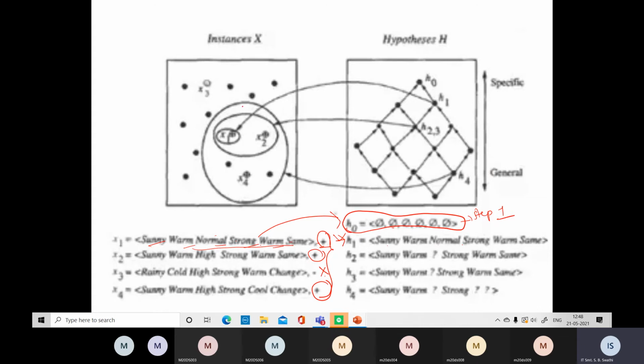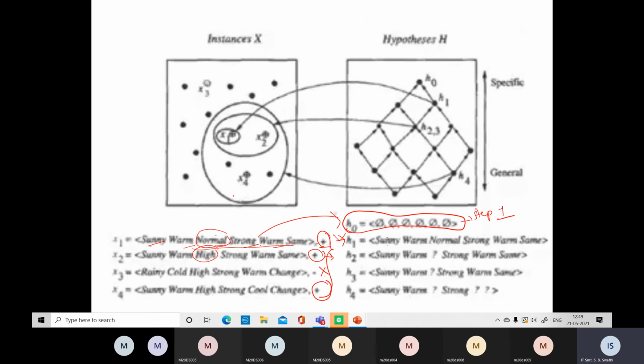Then go to the second instance, x2. Is it a positive or negative instance? Students, is it positive or negative? Positive. Yes, it is leading to the result yes. So again check here. There is only one difference. All the attributes are the same; only in the third attribute, here I have normal and here we have high. The remaining are all the same.